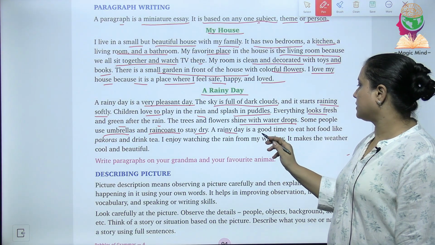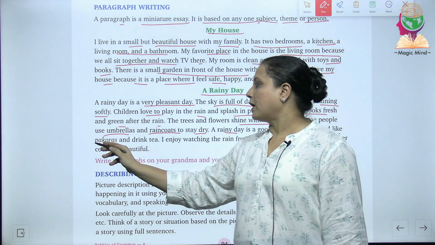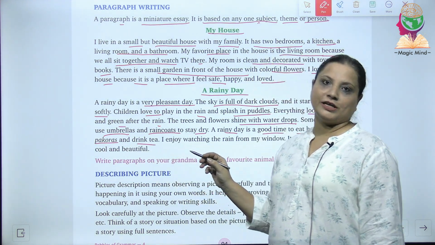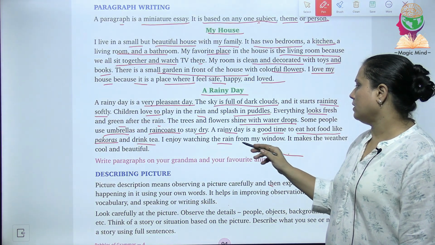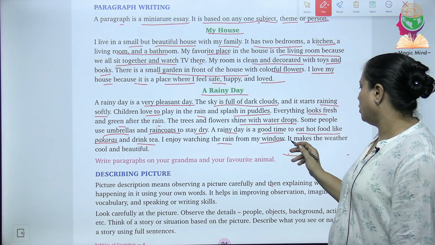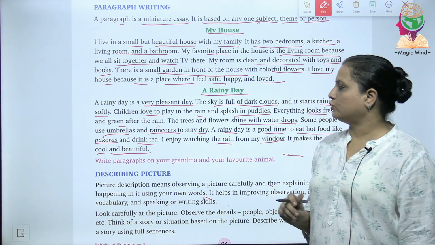A rainy day is a good time to eat hot food like pakoras and drink tea. I enjoy watching the rain from my window. It makes the weather cool and beautiful.